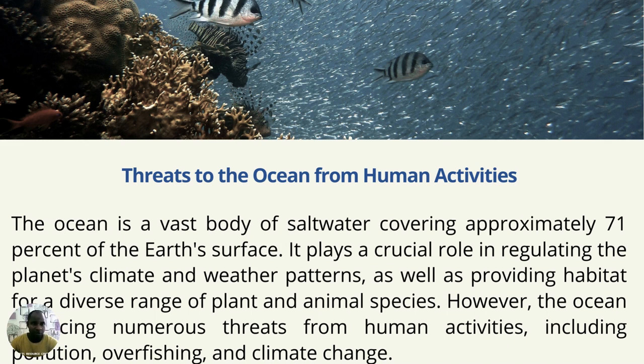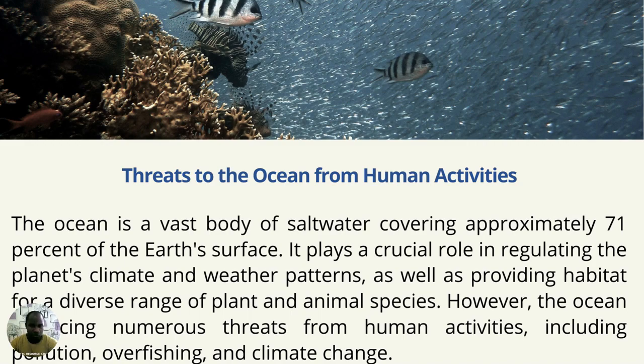Okay, now the ocean is a vast body of salt water covering 71% of the Earth's surface. It plays a crucial role in regulating the planet's climate. That is, the ocean plays a crucial role in regulating the planet's climate and weather patterns. I think we need to underline this place. The ocean plays a crucial role in regulating the planet's climate and weather patterns, as well as providing habitat for a diverse range of plants and animal species.